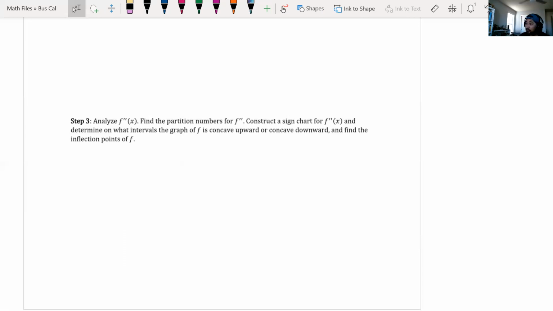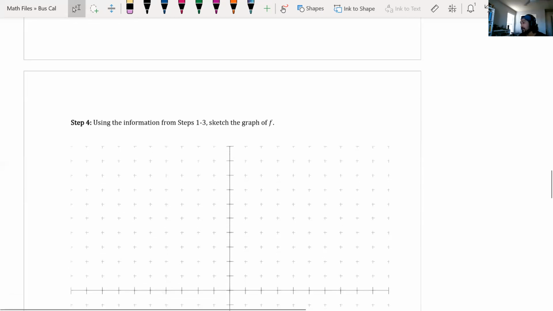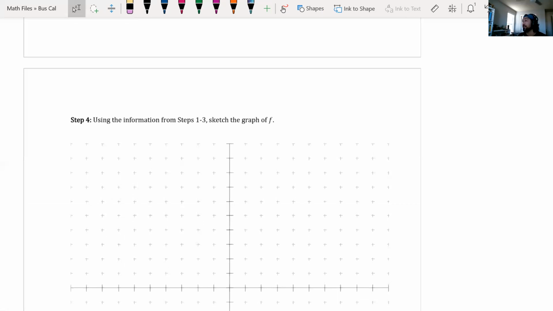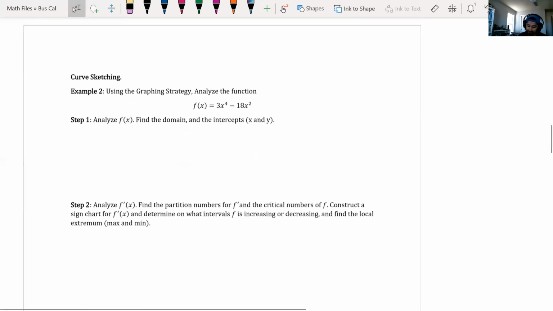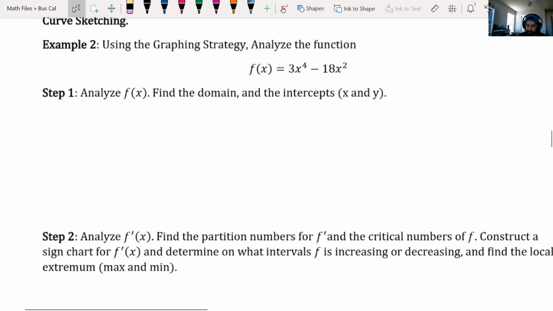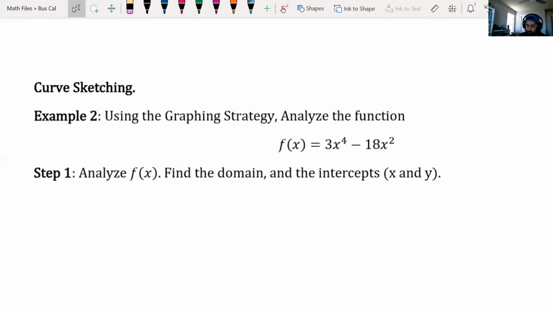We're going to take the second derivative, set it equal to 0, solve for x, make a sign chart, and find concavity and inflection points. And then once we do step 1, step 2, and step 3, we are going to take step 4 and plot everything on this graph. So buckle down. This is going to be fun. All right. So we'll start with example 2.